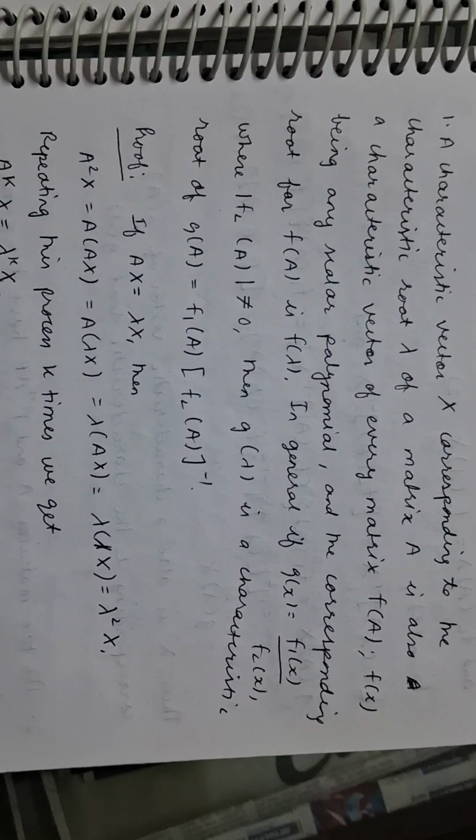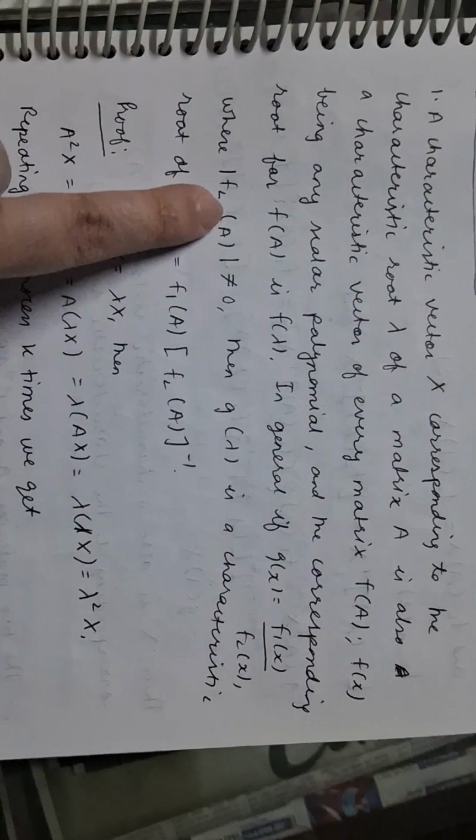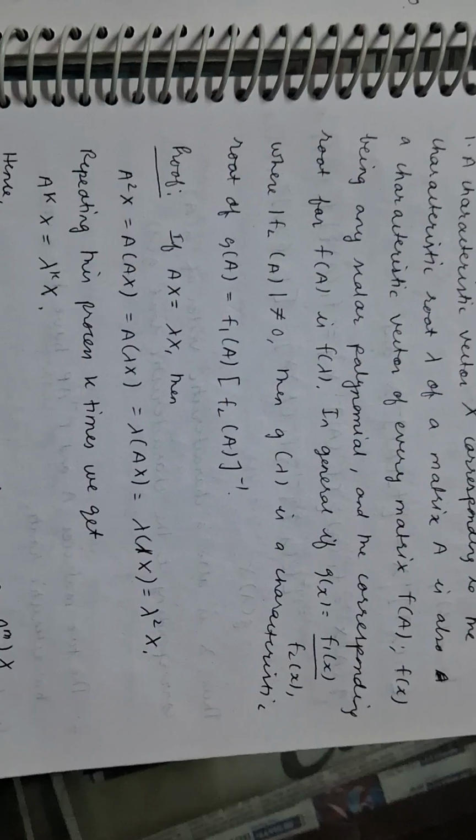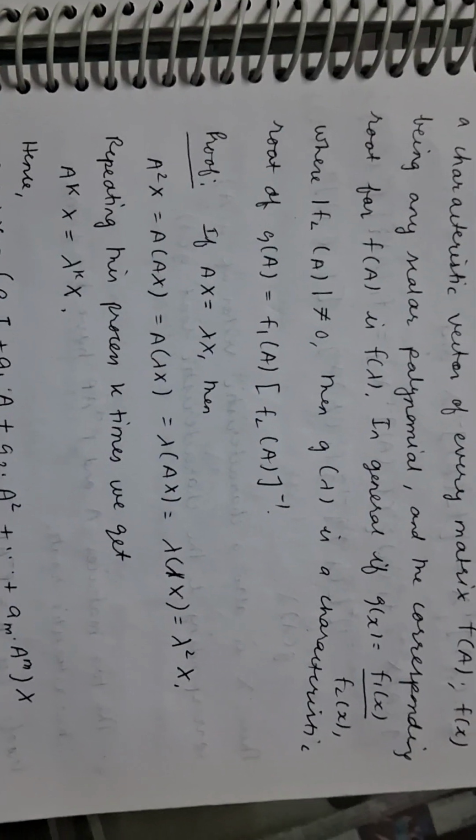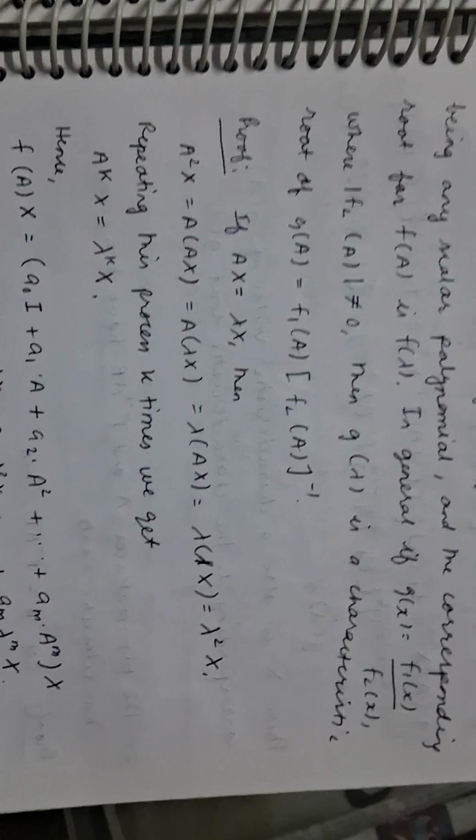In general, if g(x) is equal to f1(x) upon f2(x), where the denominator is not equal to 0, then g(lambda) is a characteristic root of g(A), and this g(A) is given as f1(A) into f2(A) inverse.